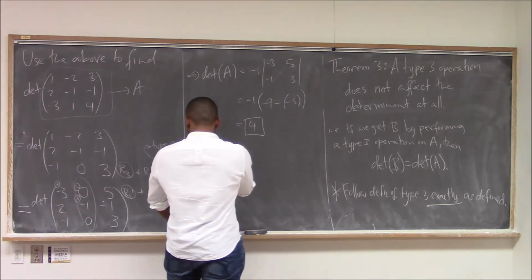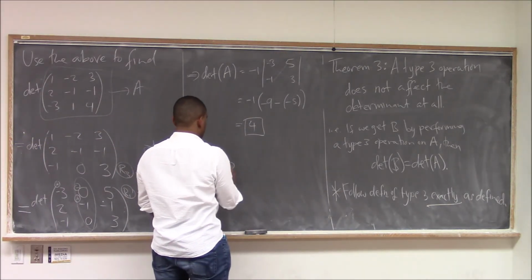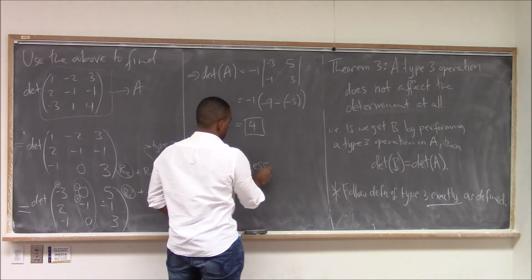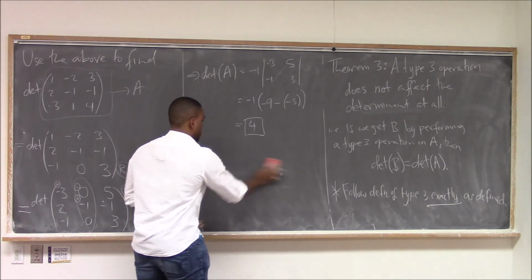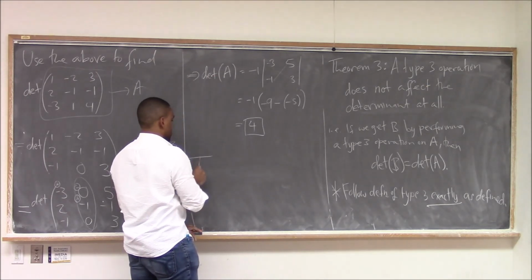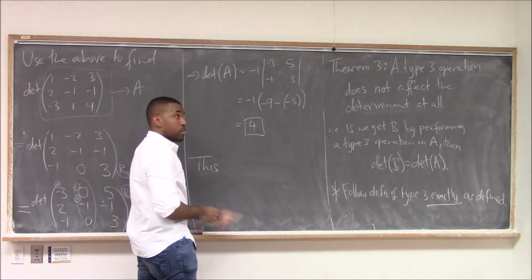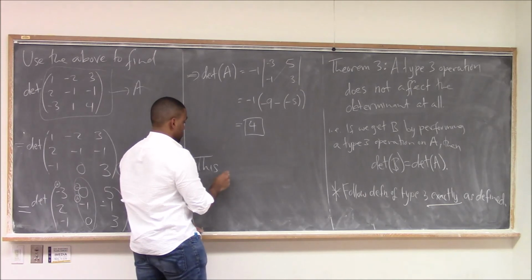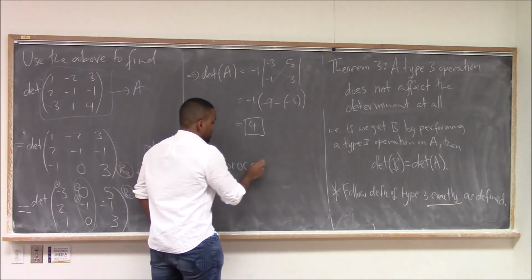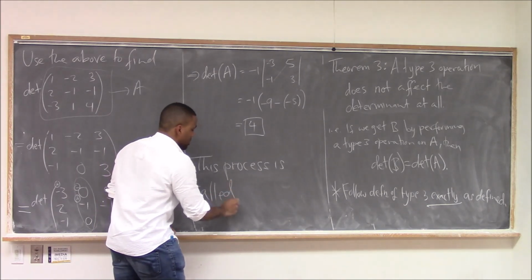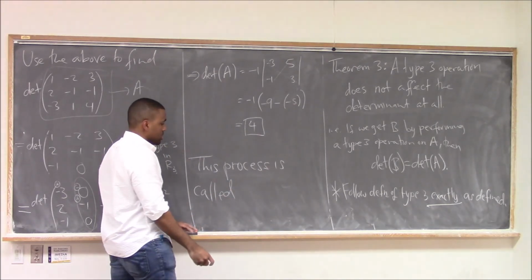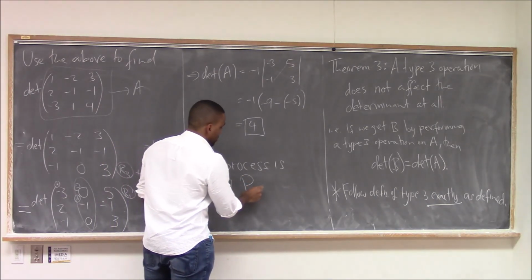The process of this is, by the way, oh, just one more thing. Professor, don't you need to undo the things that you did, like to convert into that? No, I did type 3s. I don't have to undo anything. There's a name for this. The general process of using row operations to find a determinant, to make a determinant easier, is called pivotal condensation.